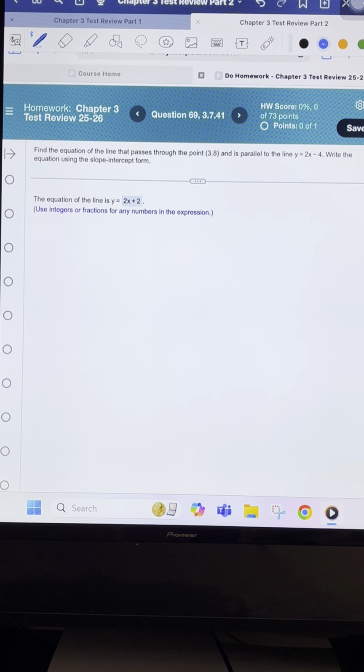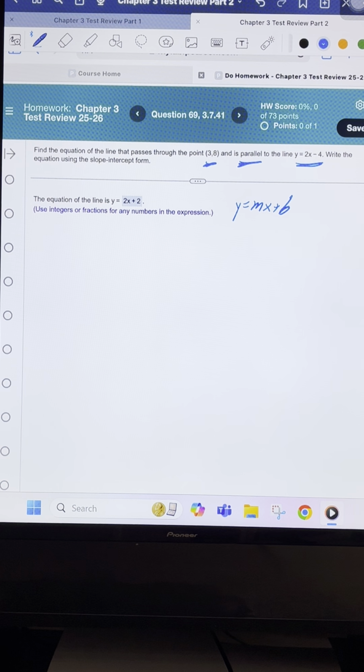So find the equation of the line that passes through the point 3, 8 and is parallel to the line y equals 2x minus 4. So we want the equation of a new line that passes through this point 3, 8. And that's parallel to this line already.